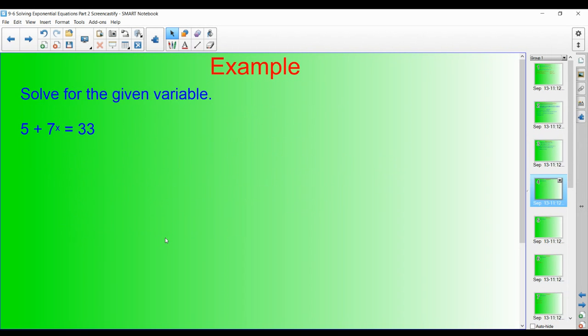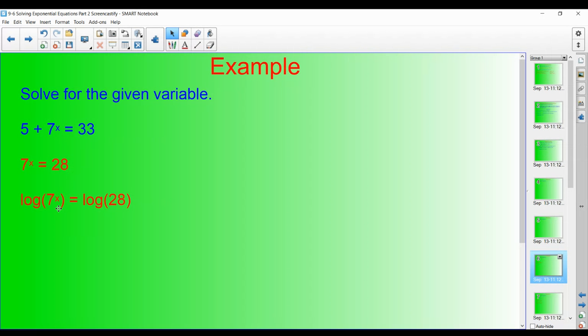So we'll look at two problems. First one, 5 plus 7 to the x equals 33. Things that stick out to me, I see an x in the exponent, so I know logs are going to come sooner or later. But the first step I want to do is get rid of that 5, so I'm going to subtract 5 on both sides. Now I'm going to take the log of both sides in order to use the power property, because I always want to get the x moved out of the exponent.